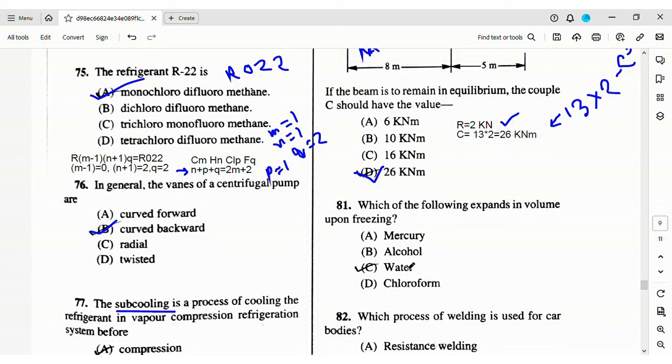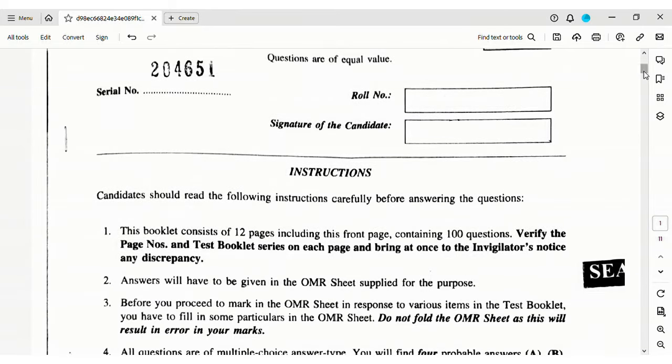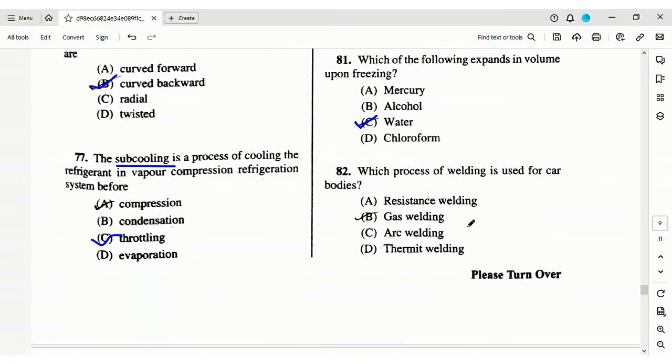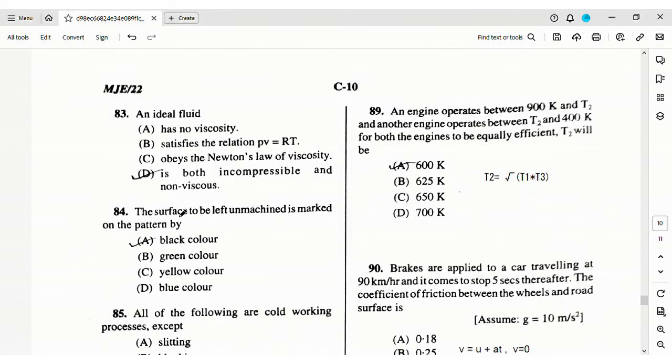Which of the following expands in volume upon freezing? So we all know that when water freezes, it becomes ice, and ice floats on water. So the water volume increases during freezing. Which process of welding is used for car bodies? This is gas welding. An ideal fluid is both incompressible and non-viscous.